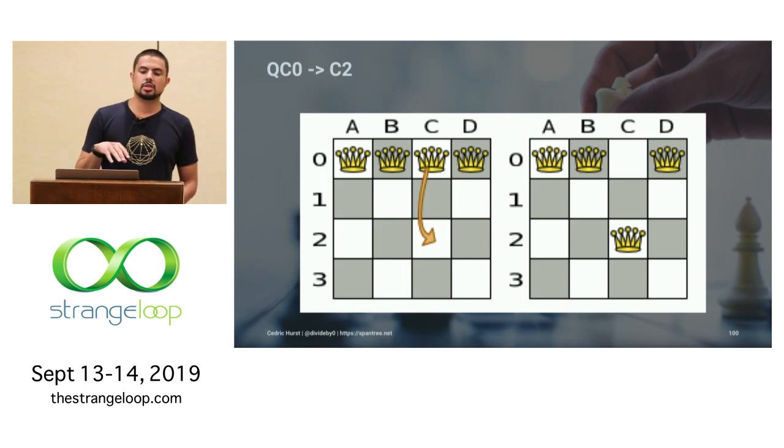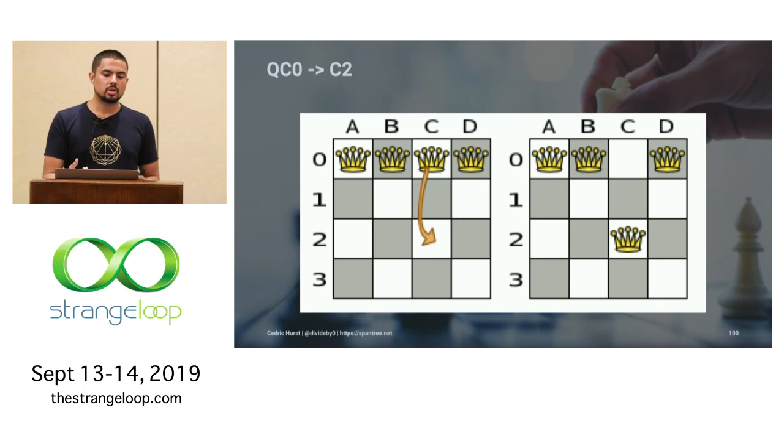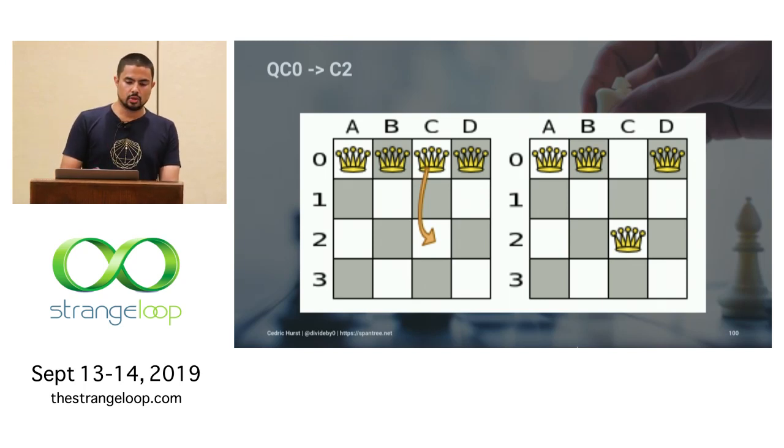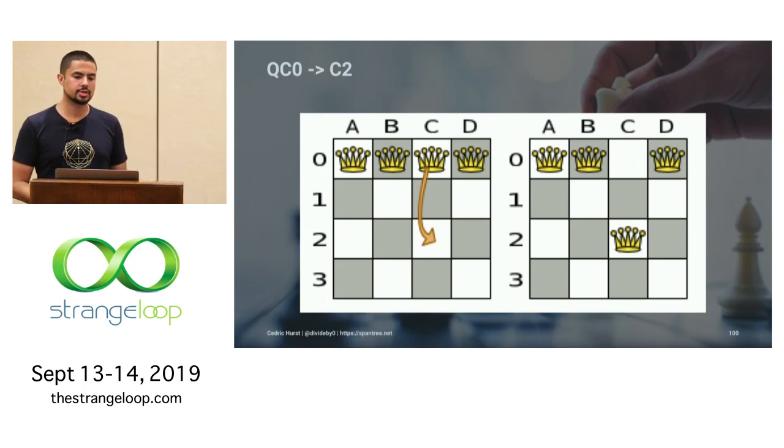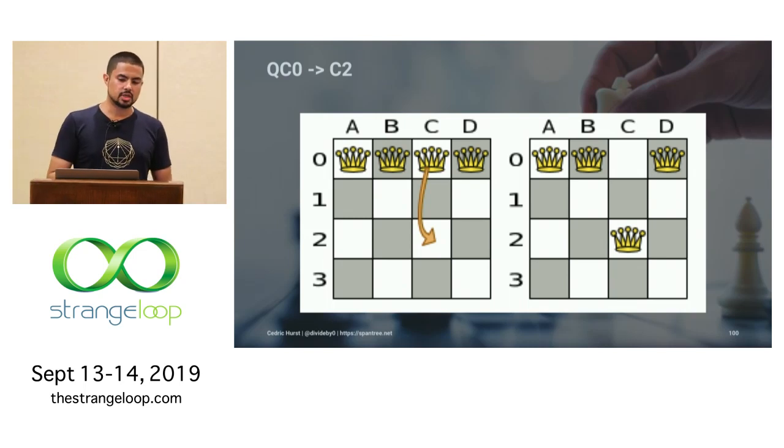This is an interesting problem for an optimization system to solve because the rules are very simple. But what the optimization system is doing is picking a piece, moving it to a random location, and then seeing if it made the score better. So in this first position, basically all the queens can attack each other.